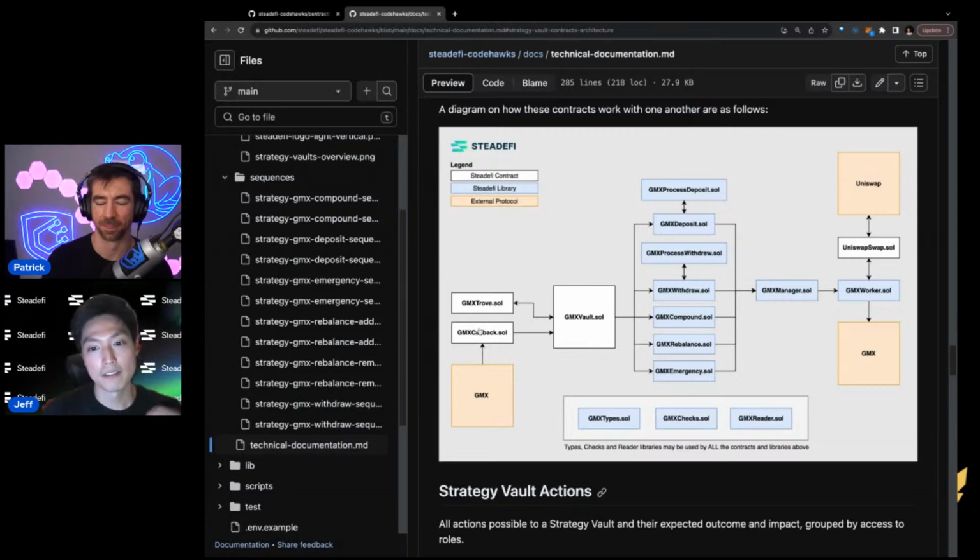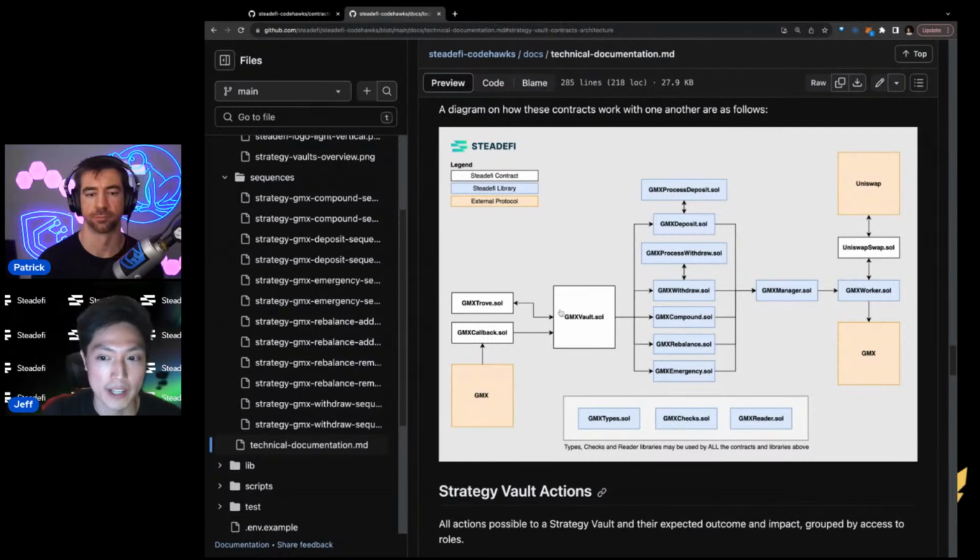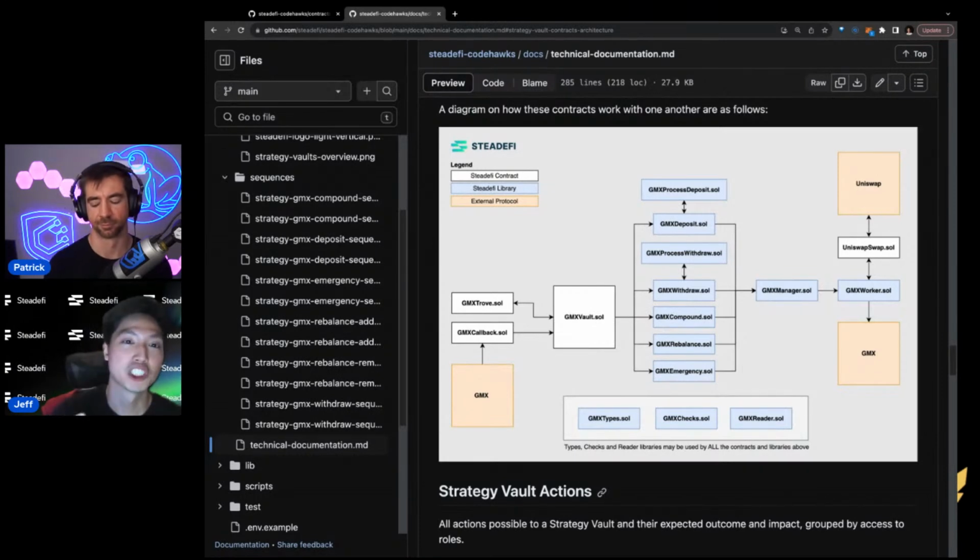So the callback contract here, notice that these two contracts are in white, they're not in blue. So these are not reusable. These will be deployed every time we deploy a new strategy vault, we would also deploy these new vaults and link it to the main strategy vault. So the GMX callback contract is a dedicated contract that has all the callback functions for GMX to call. That's why it's called the GMX callback.